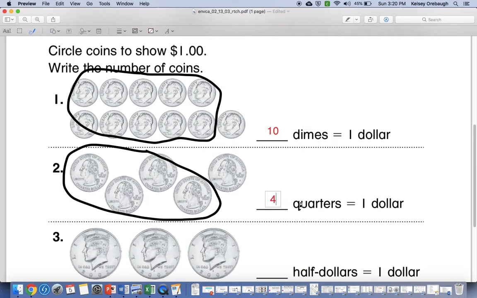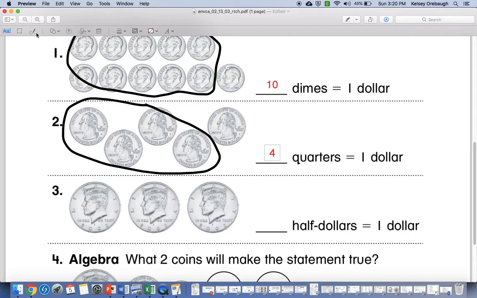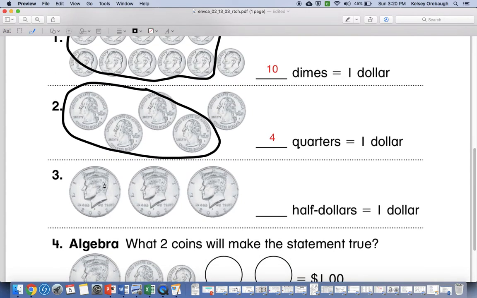Four quarters equals $1. Okay. These are called half dollars. They're called half dollars because one is worth 50 cents, or half of 100. 100 cents is $1. A half dollar is worth 50 cents.